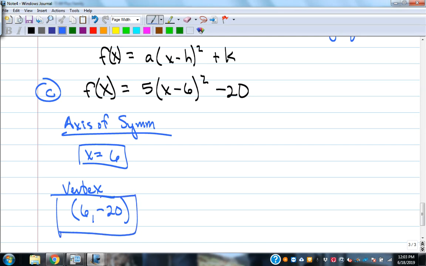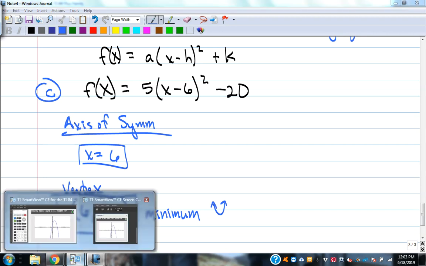And why? Well, it's all dependent on A. A is positive 5. So if A is positive, that's going to tell us it's a minimum. So we know the shape looks something like that. If I'm ever in doubt, I'm going to go to my calculator.